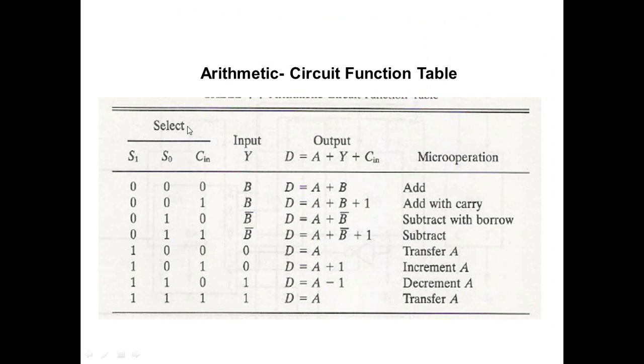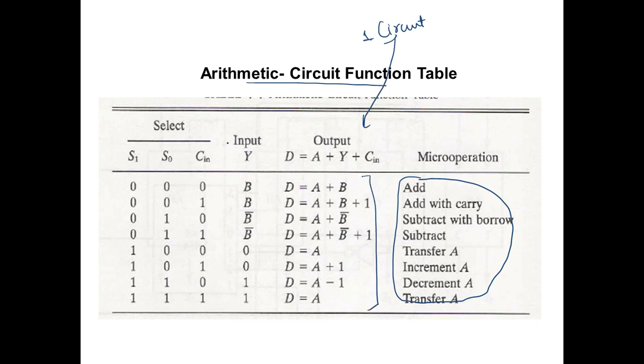Now let's shift to the last topic, which is very important to understand. It is about the arithmetic circuit. This particular circuit, first of all, this is a function table which is depicting that certain micro operations are to be performed in one circuit. So the idea is that I will be using one circuit, and in that one circuit only I would try to perform all these operations. So this is the idea.